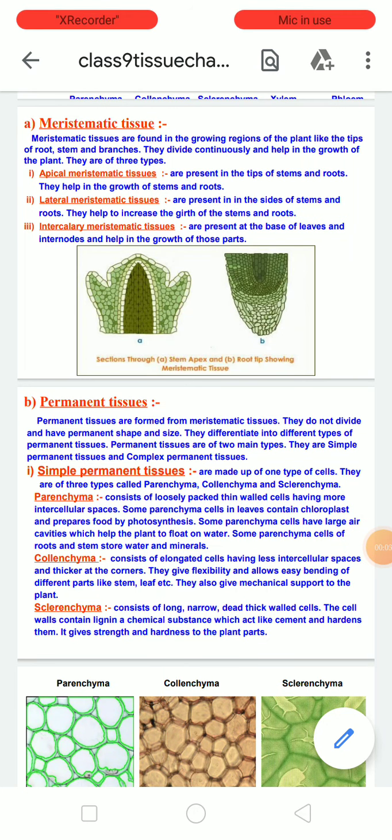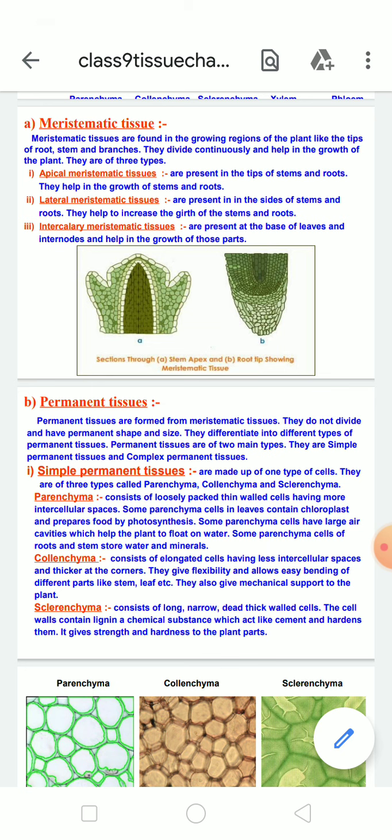Hello students. So today we are going to start with the topic of meristematic tissues, different types of plant tissues. In the last class we discussed what a tissue is and what the types of tissues are, what their functions are, and what kinds of tissue are present in animal cells and in plant cells, different types of plant tissues like meristematic tissue and permanent tissue.